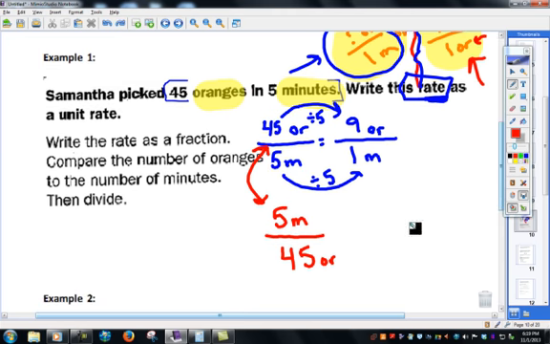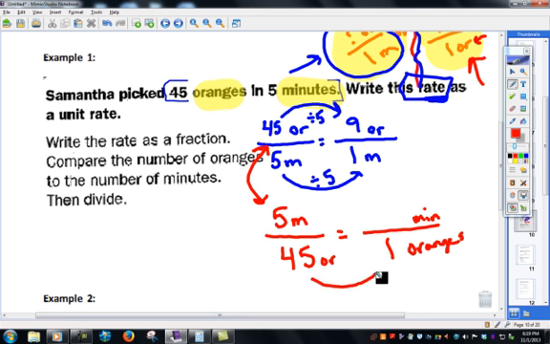Okay? So now I'm going to do an equivalent ratio. Only now I want to know how long it takes me, how many minutes it takes for me to pick one orange. Notice my labels never change. I always keep minutes on the top. I always keep oranges on the bottom.